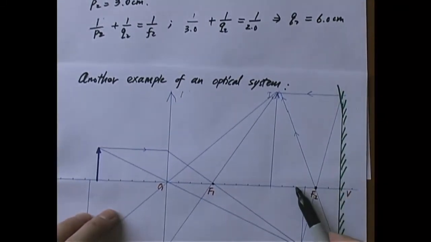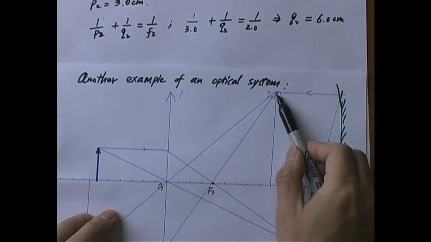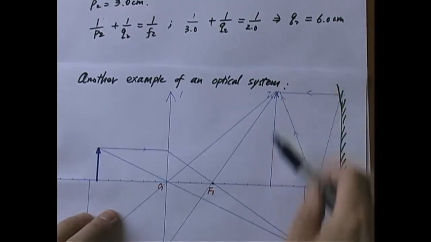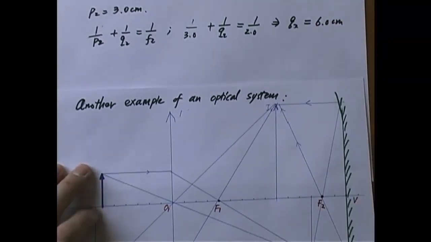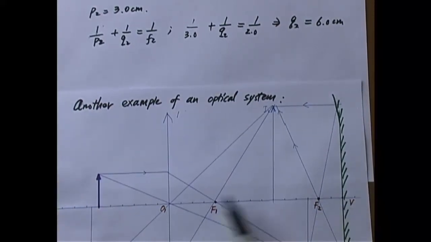See the way I drew it? 1, 2, 3, 4, 5, 6. See, it's about 6 centimeters? That's Q2. So far, everything works. Everything matches between the calculation and the drawing. Now, the final image. The overall distance is 15 centimeters. From here to there is 6 centimeters. So that leaves 9 centimeters between here and there, right?